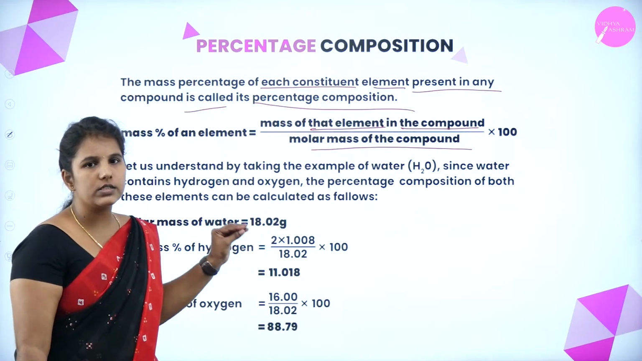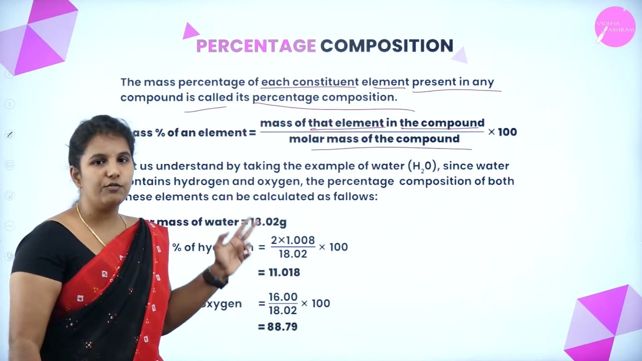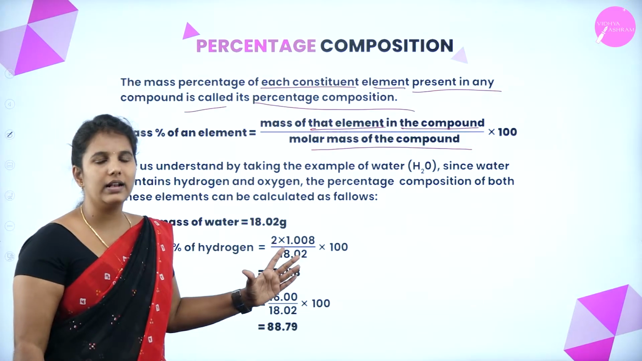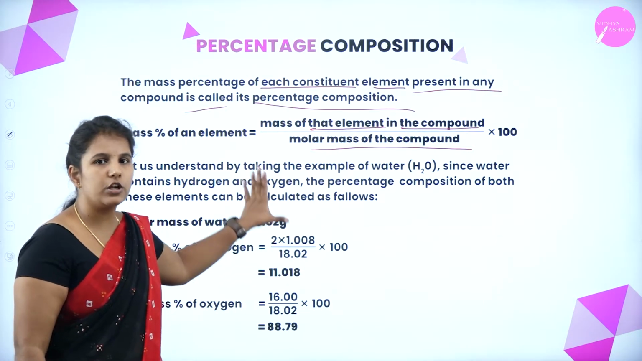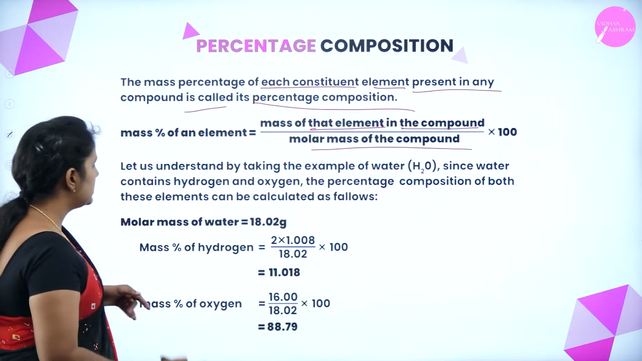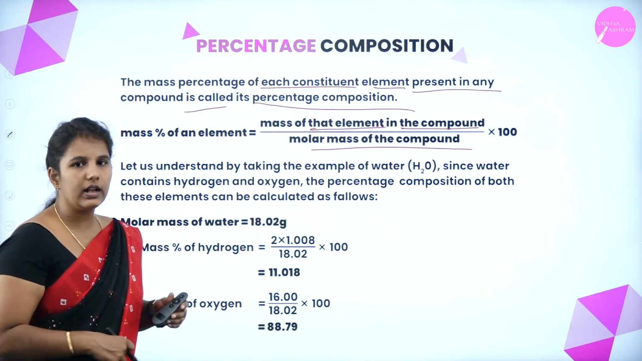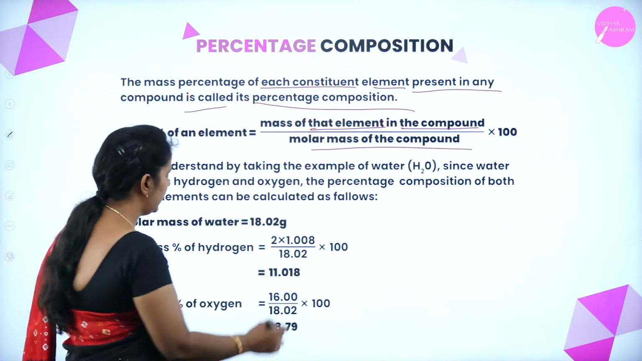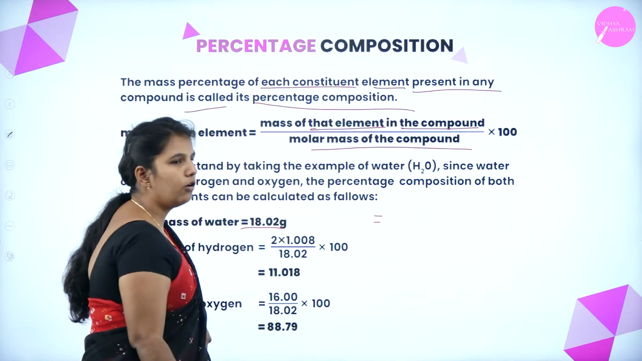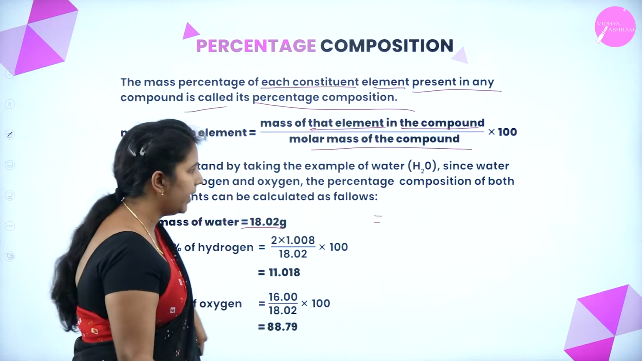We know that water is a compound that consists of two different elements, hydrogen and oxygen. In this compound, let's see how to calculate the percentage composition of the hydrogen as well as the oxygen. So first, for that, we need to know the molar mass. How do we calculate the molar mass? As we have already learned, the molar mass will be obtained by adding the atomic masses of each element, right?